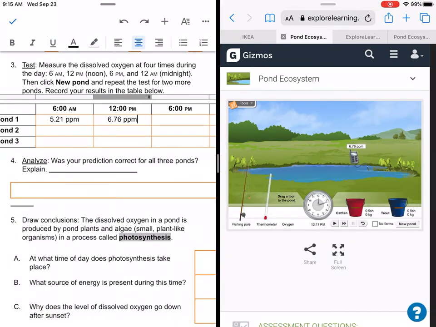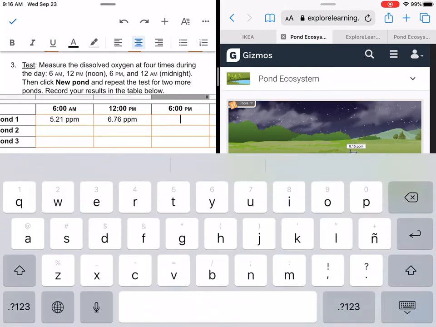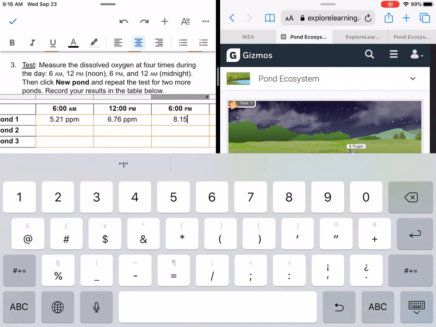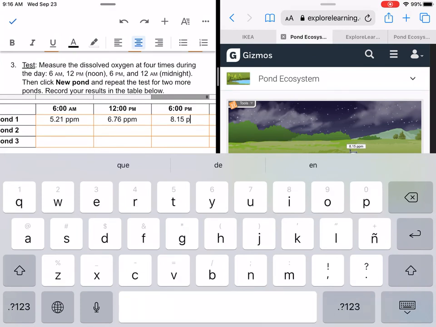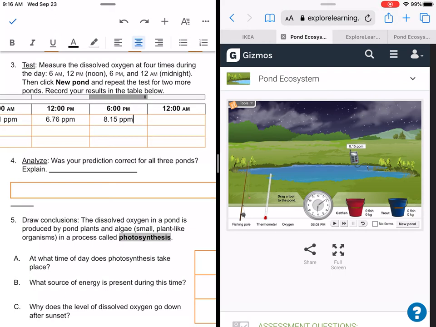All right, now we'll go till 6 p.m. It doesn't have to be exact, it can be close. And I have 8.15 parts per million. Makes me wonder, why would it go up? Is it the sun, or is it something going on in the water that causes it to go up? Because it drops at night when there is no sun.